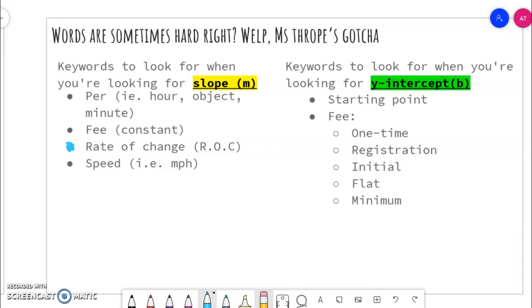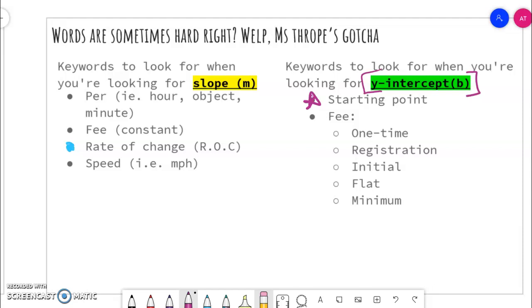Words for y-intercept. Sometimes y-intercept is a little bit challenging for people. You will hear us say a starting point when we get to graphing. So somewhere that you're starting, such as if I'm starting at 30 miles from my house, that would be a y-intercept. A fee, a one-time fee, registration, initial fee, flat fee, minimum fee.